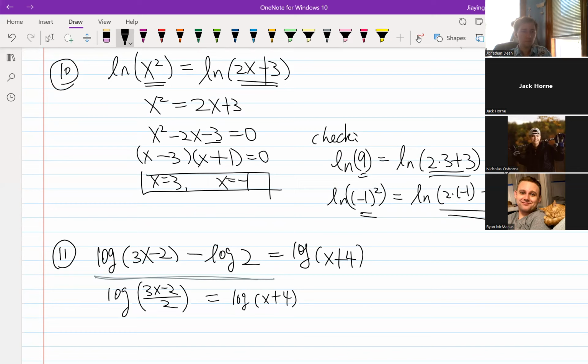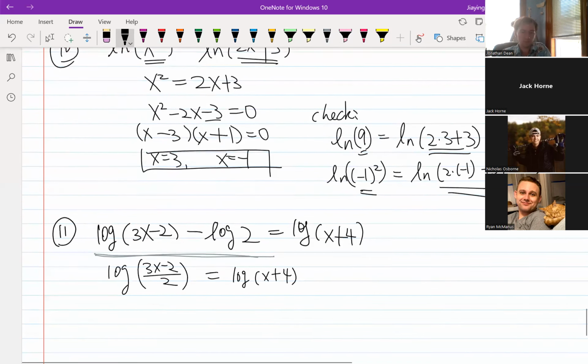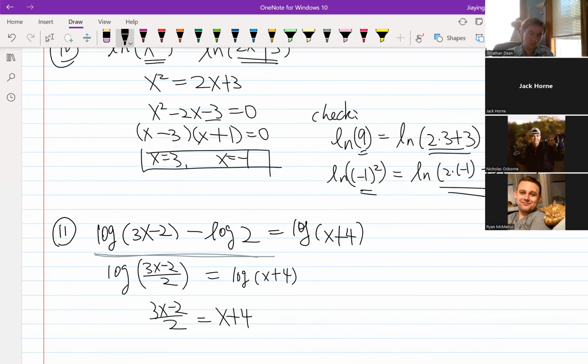And now we kind of have the case we've seen before with the logs. 1 log on each side, there's nothing else there, right? So what we can do is we're just going to set the inner parts equal, we get (3x minus 2) over 2 equals x plus 4. So be very careful here. The first step, what we did is we combined those 2 logs into 1 log by using the quotient rule. And from here, we can actually solve for x.